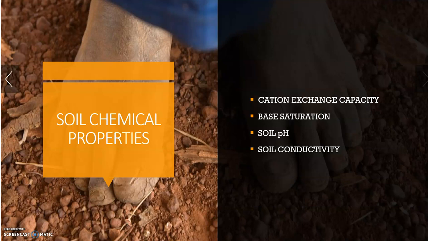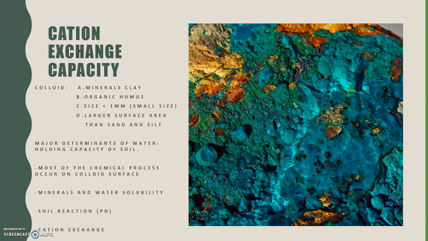That is CEC, or cation exchange capacity, or base saturation, soil pH, and also soil conductivity. We will have soil oxidation, soil reduction, the electric conductivity, a lot of things. But for your level, just these 4: CEC, base saturation, soil pH, and also soil conductivity. Okay, what is CEC?